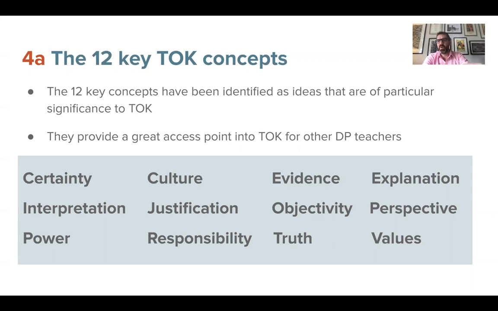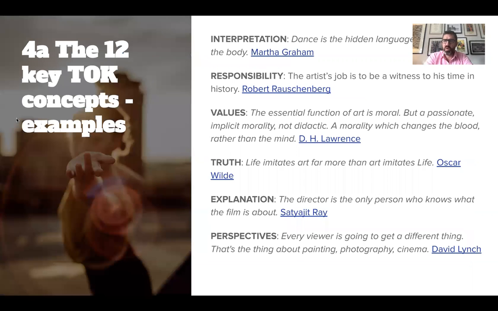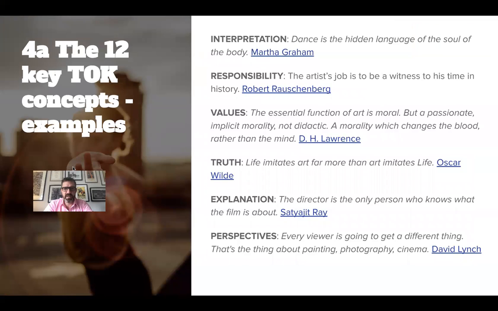Now again, how might that work in practice in your course? Well, here's some quotes from some thinkers. I'll just move my head over there. I hope that gets me out of the way, and you can read all those quotes. So here are 6 quotes that relate to half of the 12 big questions. We start with dance. I think that idea by Martha Graham is something that relates to interpretation.